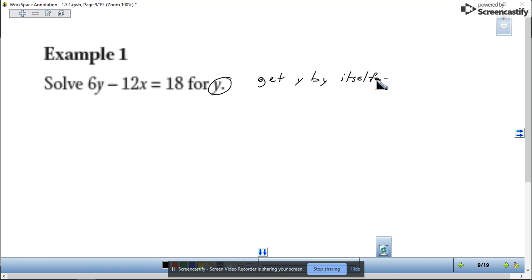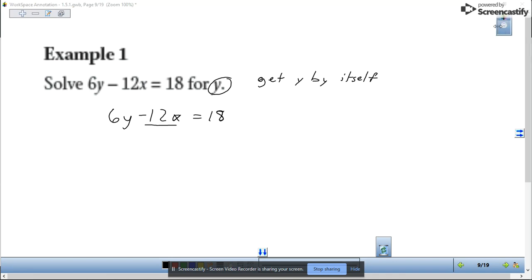So this is where terms and coefficients and all that stuff that we talked about, and factors especially, come back. All right, so what I have here is 6y minus 12x equals 18. Now, order of operations says I can't get that y by itself unless it's the single term on that side by itself. So I need to move any of the other terms away from it. The other term that's attached to it is this 12x.